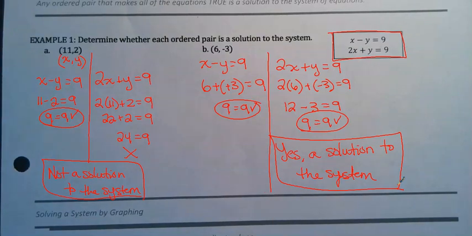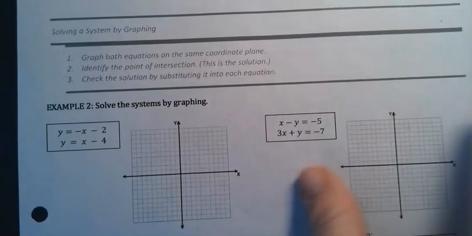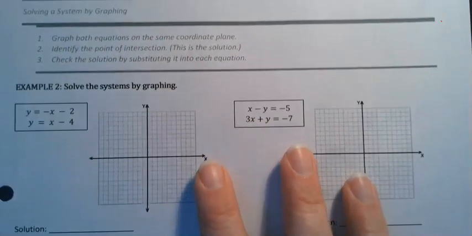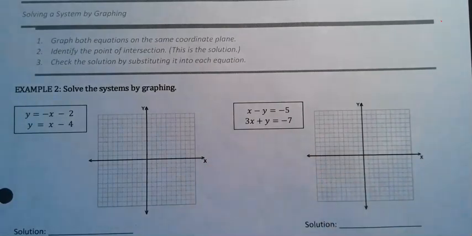Now we're going to start solving the system by graphing. Like it says there, solving a system by graphing. We've got some steps. We're going to graph both equations on the same coordinate plane. You are given a coordinate plane, and here is your system, your equations. You're going to identify the point of intersection. This is the solution. And then you're going to check the solution by substituting it into each equation. We want to check, so we will do that once or twice. We won't do it for all of them.